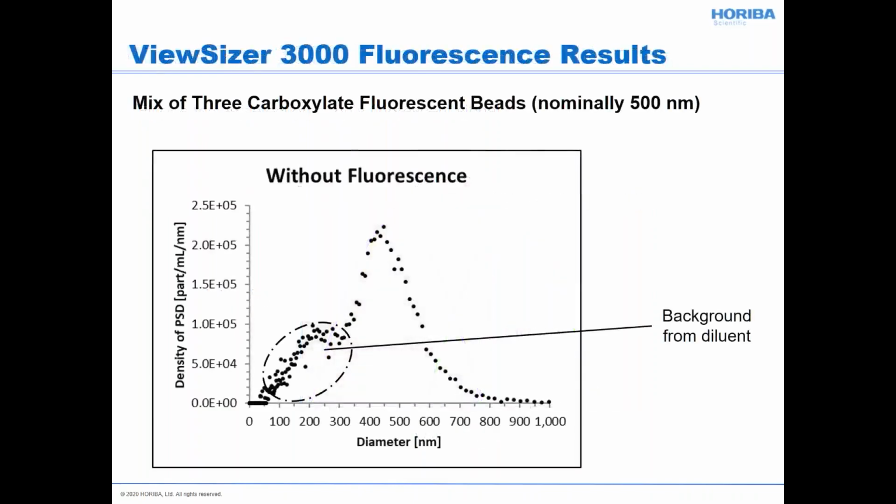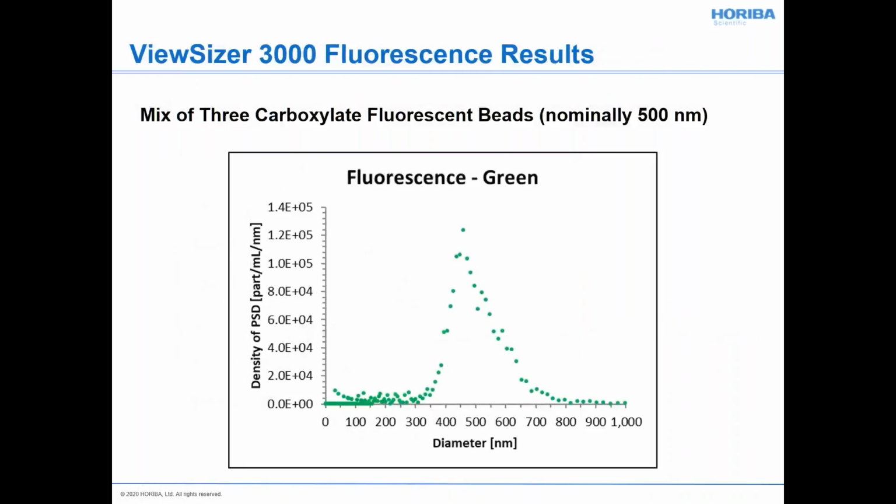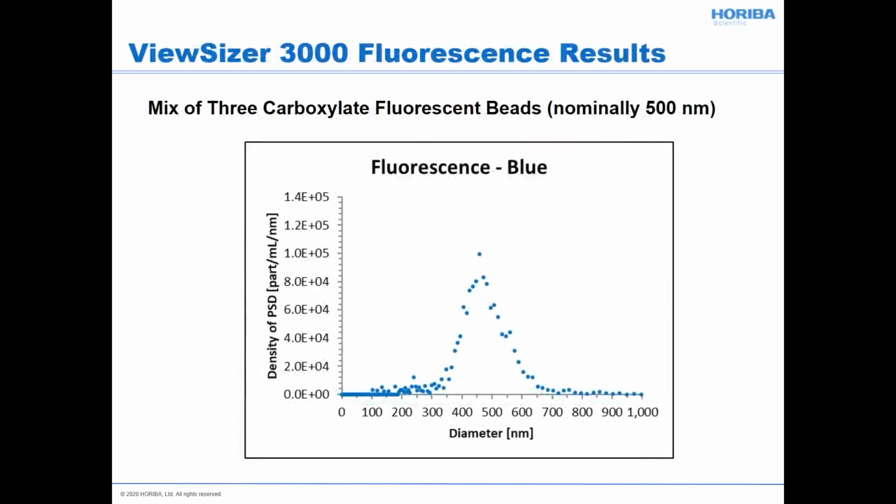Here's an example of some results. This is a mixture of 3 carboxylate fluorescent beads, nominal 500 nanometers. We do have some background from the liquid. That's this extra peak you see at 200 nanometers. Now, if I were to block the incoming light, this green fluorescence is shown here. I'm sorry, we blocked the incoming blue, and we look at the signal.